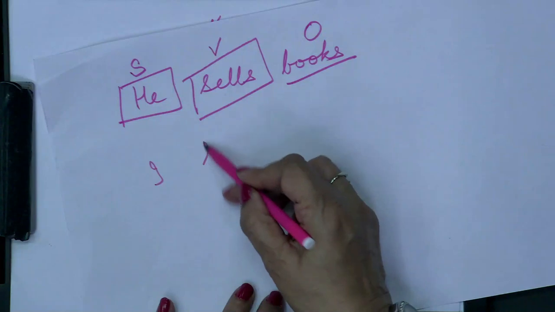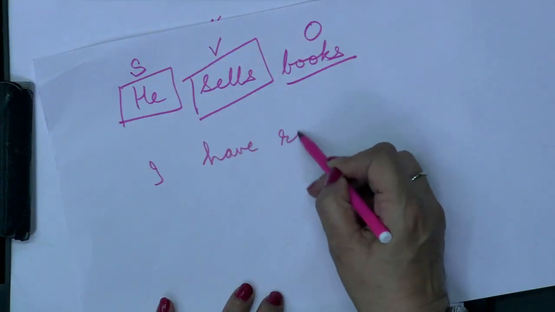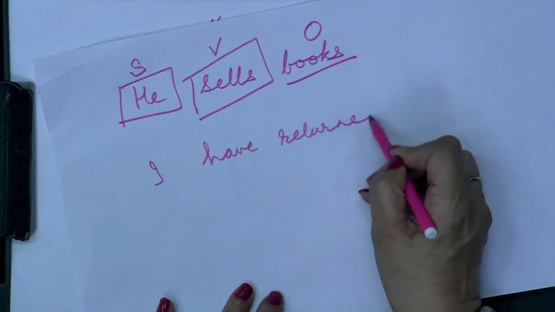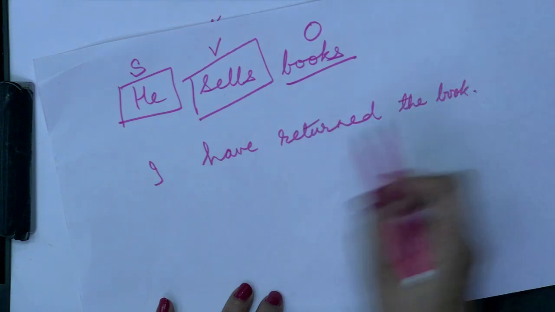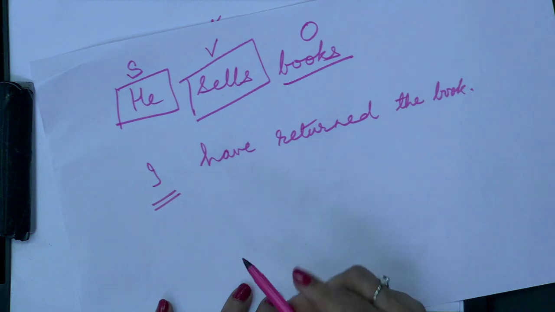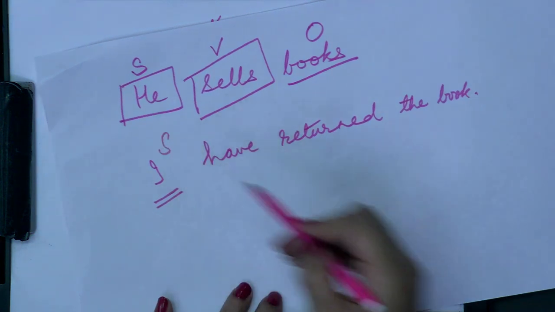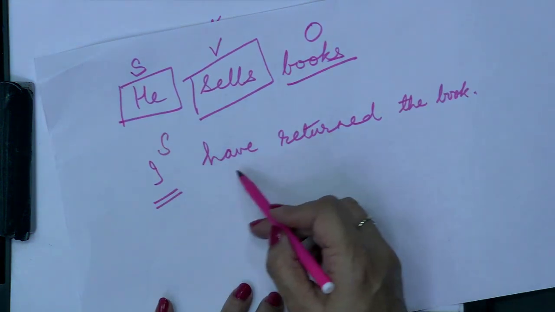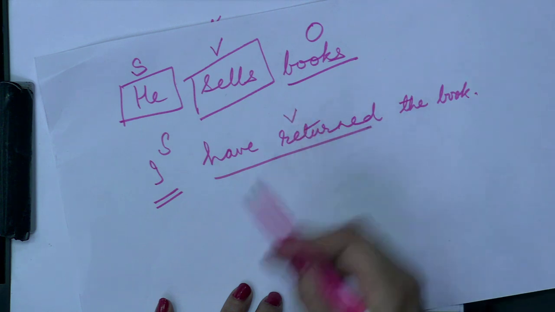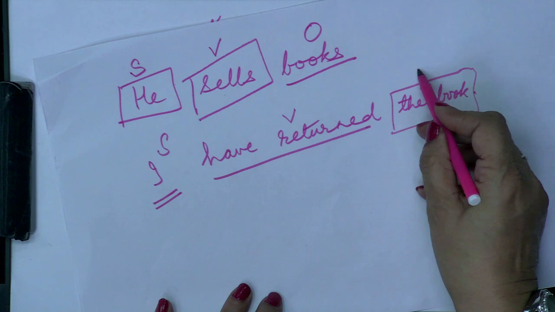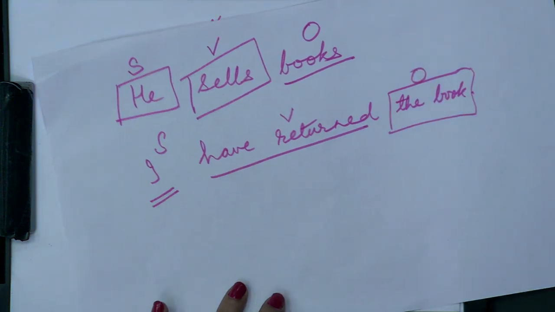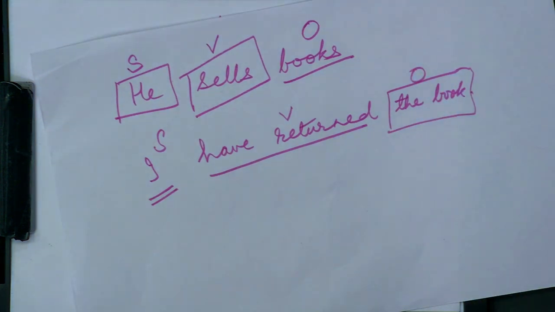The other sentence we will take is, I have returned the book. Who has returned the book? I. So, I is the doer. That means I is the subject. What have I done? I have returned is the verb. And what have I returned? The book. So, this is the object. So, here the action of the subject.